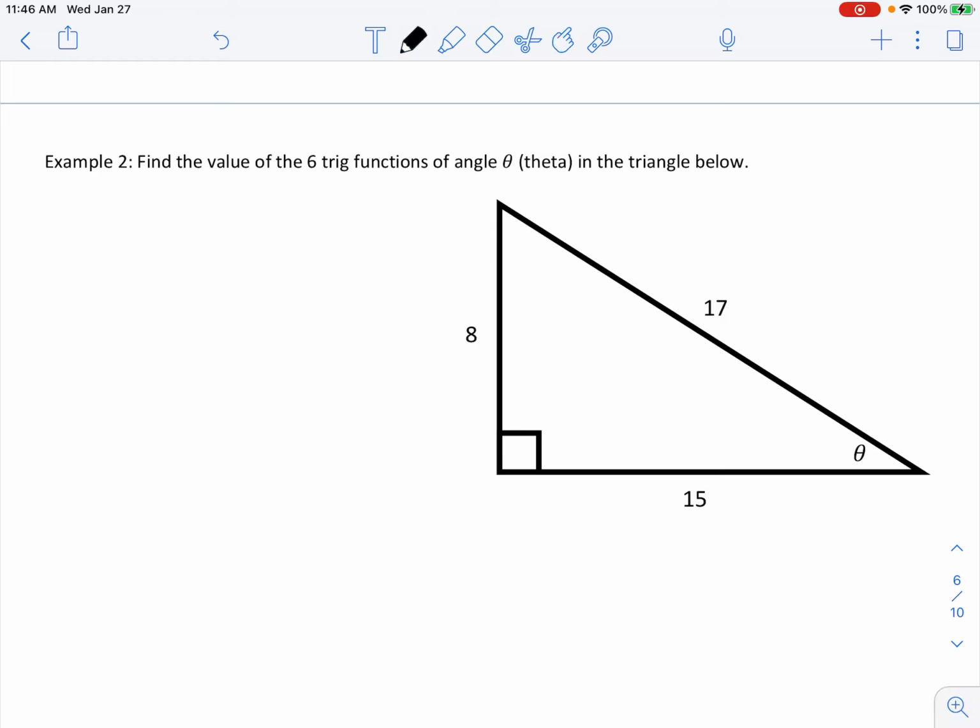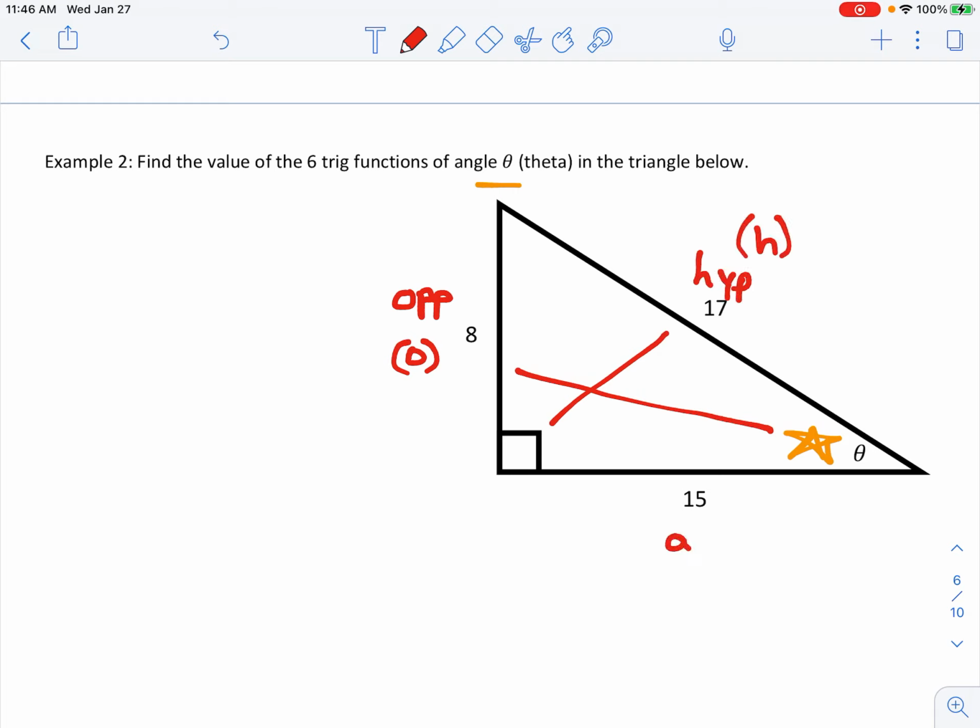Example 2 is very similar to example 1, except this time they moved our angle on us, and they put our angle down here in the corner where I'm going to put my star. Now, before I try to list my 6 functions, I'm going to label my sides. I'm going to start from that angle. I'm going to go across to the opposite side and call it O, opposite. I'm going to go across from 90 and call it the hypotenuse, H, which makes this side the adjacent. Again, that's usually the harder one, so try to stay in that order to label your picture.